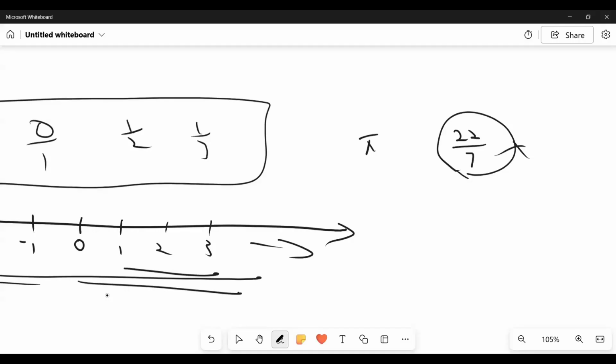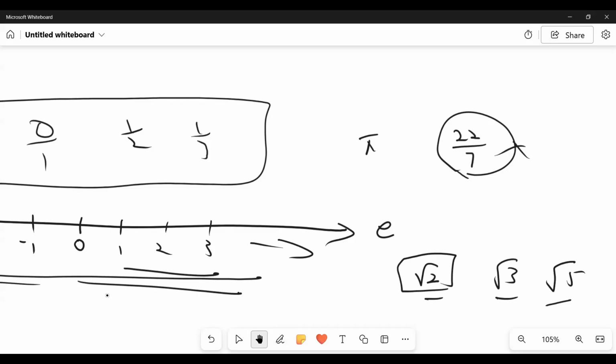There's another one later on. If you ever study any mathematics, you learn about e, right? That's another number. Then we will talk about a set called surds, right? Like square root of 2, square root of 3, square root of 5. These numbers can't be written as exact fractions, right? And therefore, they're all irrational, right?